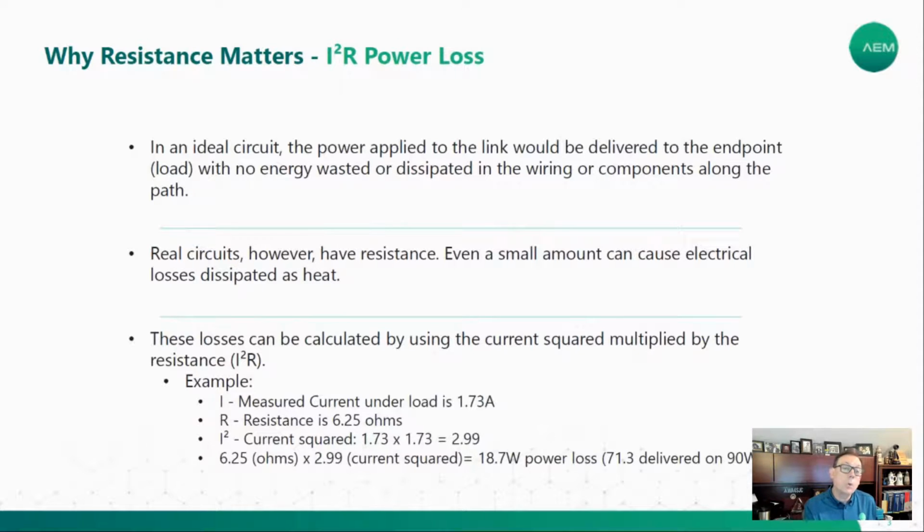In the real world, where this equation really becomes important is if that resistance increases. If you've got one pair that's got really high resistance, all of a sudden that power loss starts to increase because it's multiplied by however much additional resistance you have. And that's why resistance is important, because it will reduce the power at the endpoint.